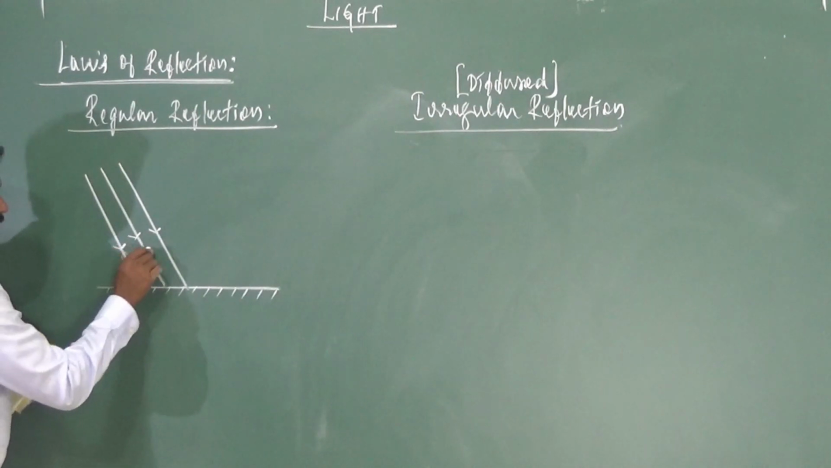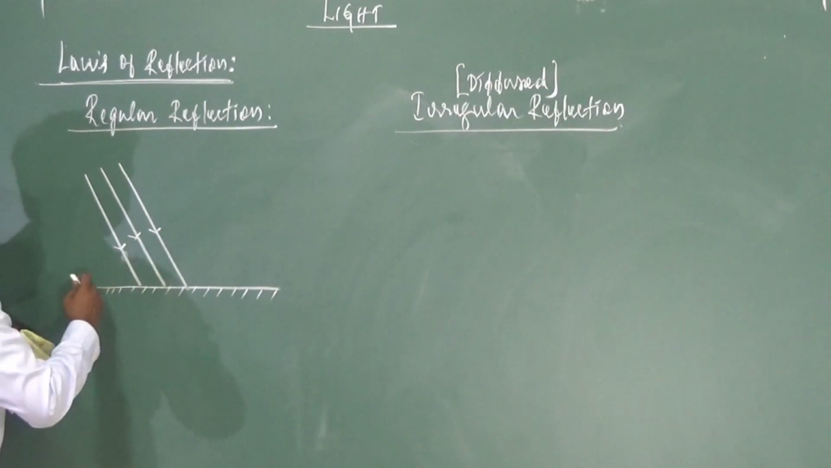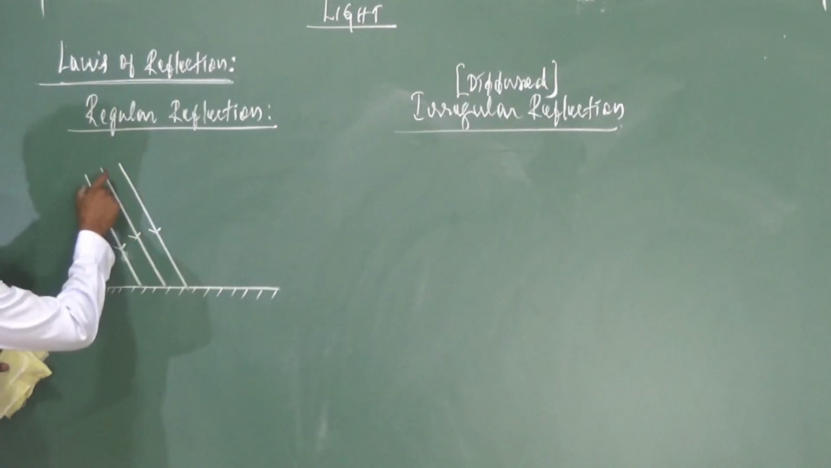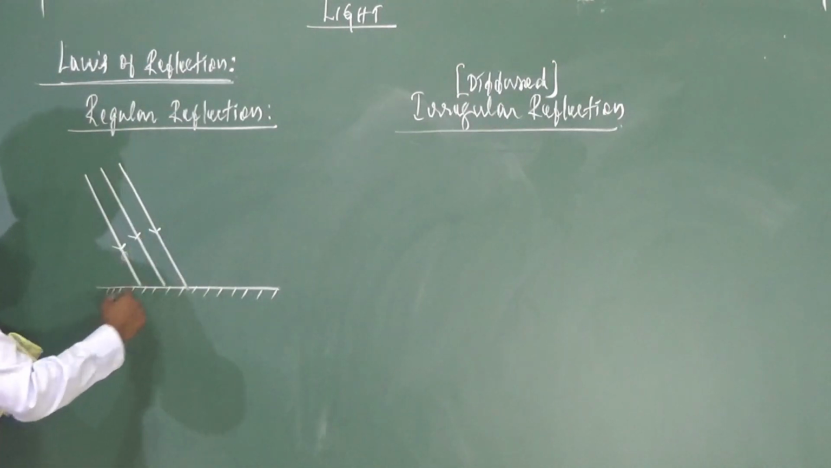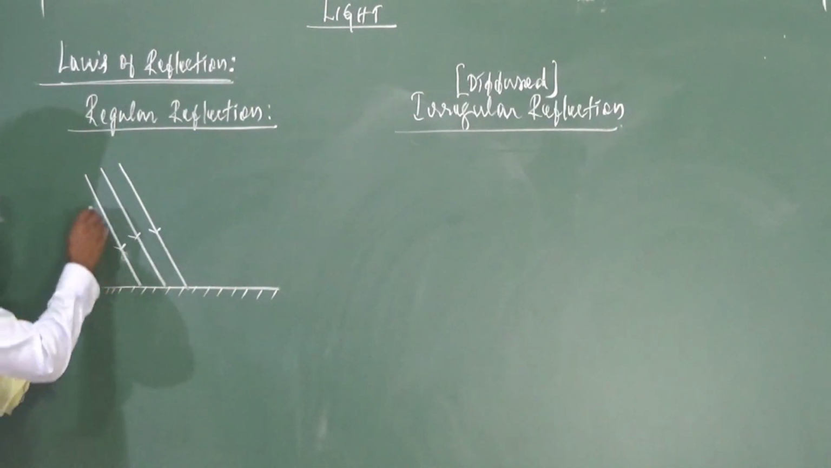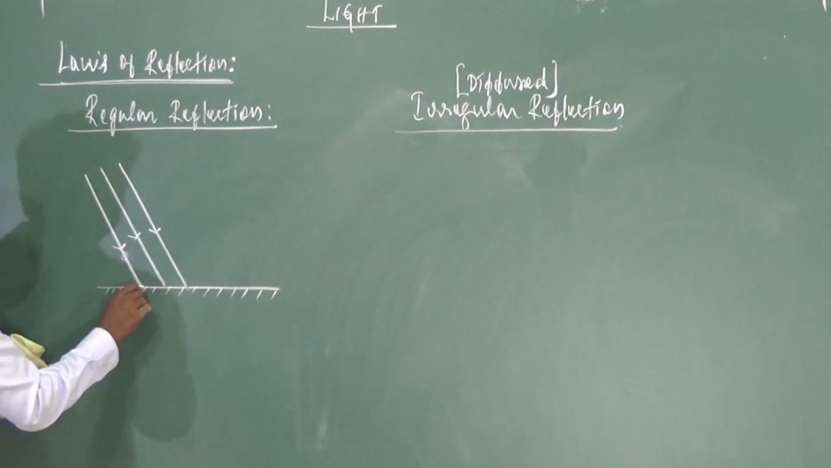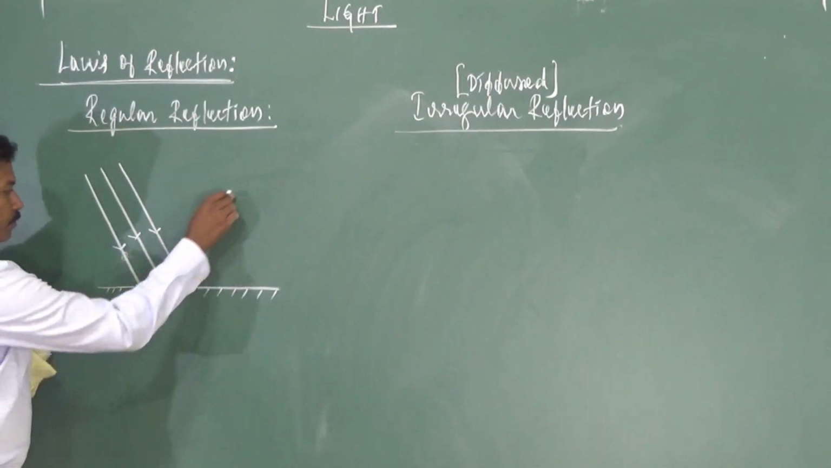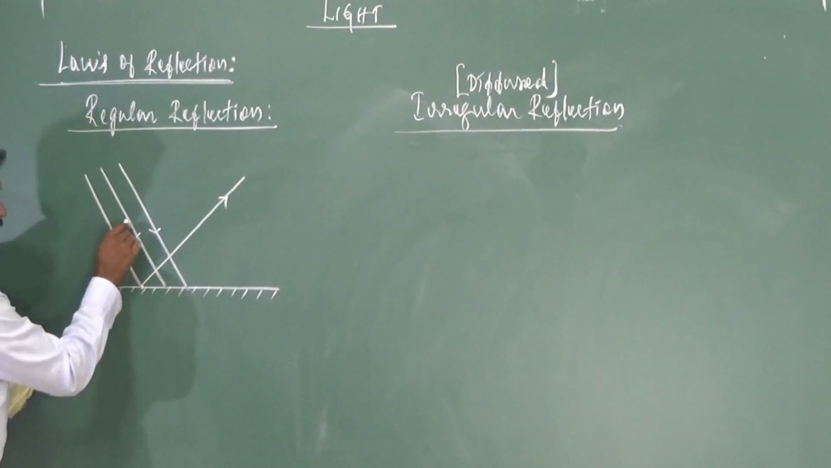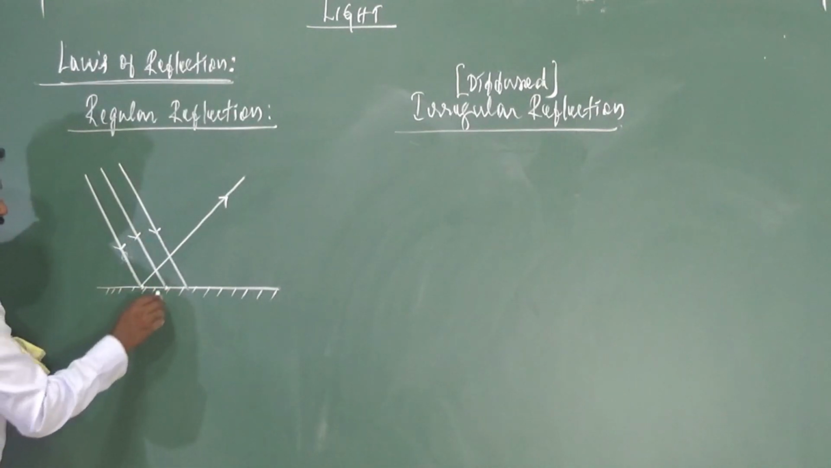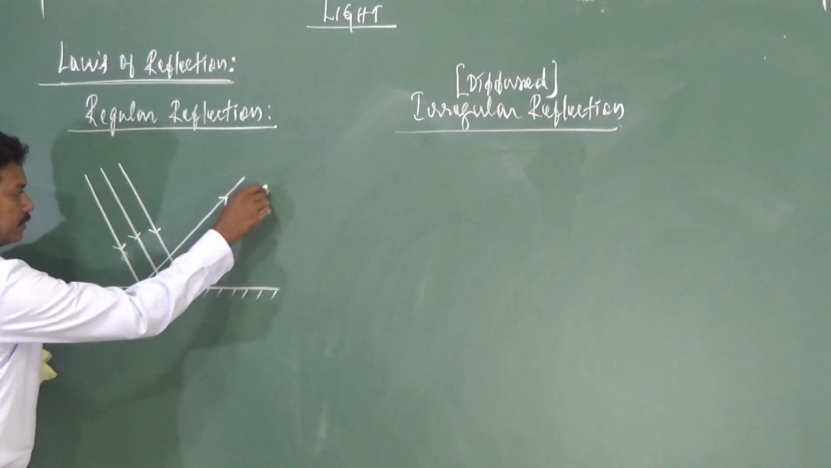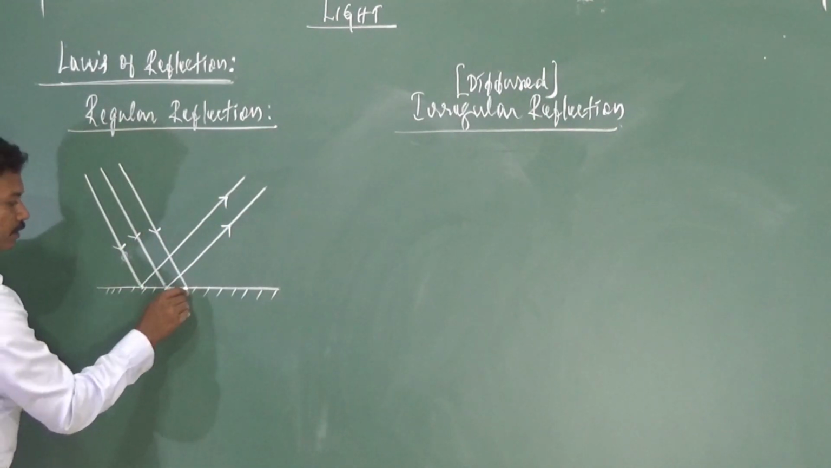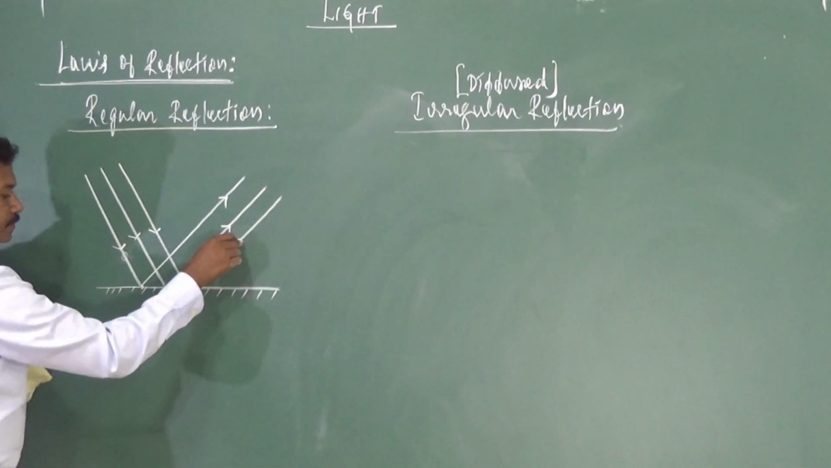So these light rays, you can see here, are parallel to each other. That means they maintain a constant distance between them. Let us go with this light ray, which has one point of incidence here. After reflection, it is going to bounce back to the same medium. Let us go with this light ray. This is the point of incidence. After reflection, it is going to bounce back to the same medium. Let us go with this light ray. This is the point of incidence. After reflection, it is going to bounce back to the same medium.